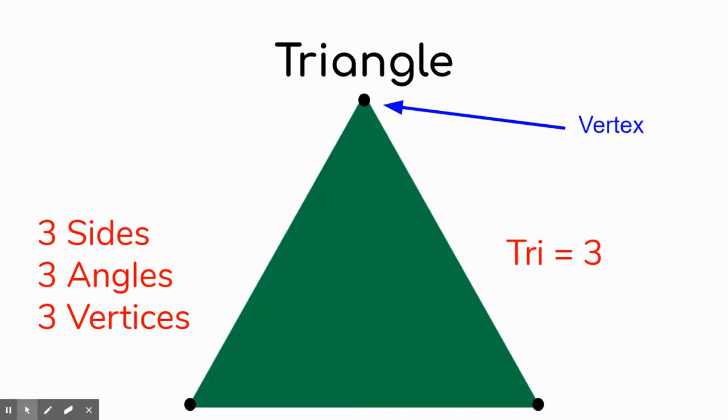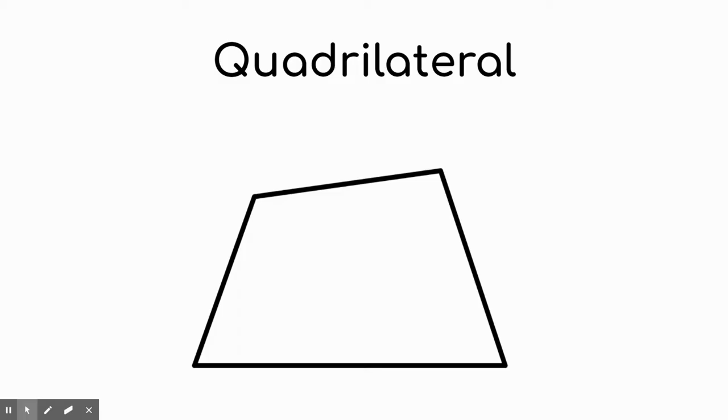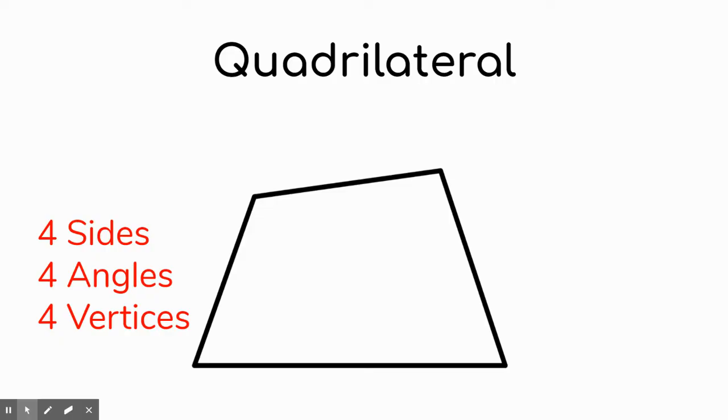After triangle, we have quadrilateral. And a quadrilateral has four sides, four angles, and four vertices. And that prefix in the front, quad, means four. And here are the vertices. Again, the vertices are the corners where two lines are touching and making that edge.